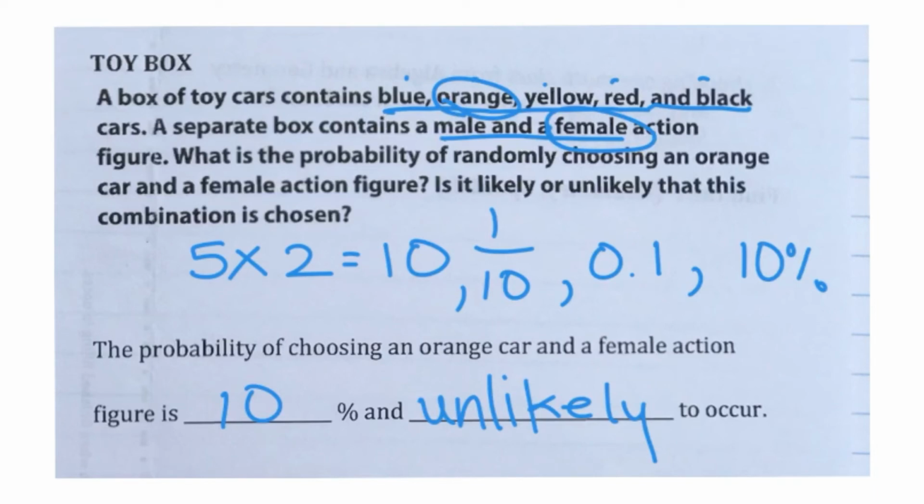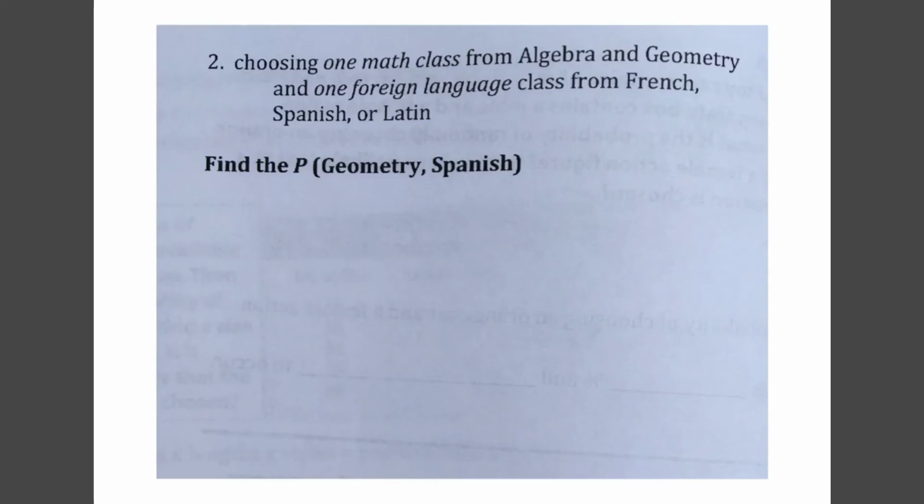How'd you do? All right, so on the back page of your notes, the last practice problem here for your notes. You're looking at choosing one math class from algebra and geometry and one foreign language class from French, Spanish, or Latin. And then we want to find the probability of choosing geometry or Spanish from those two course options.